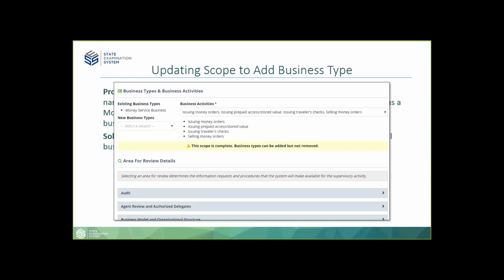Business activities, by the way, can be added at any point. These have always been able to be modified. But we never had the ability to add additional business types. So you'll see new business types there on the screen underneath the existing.